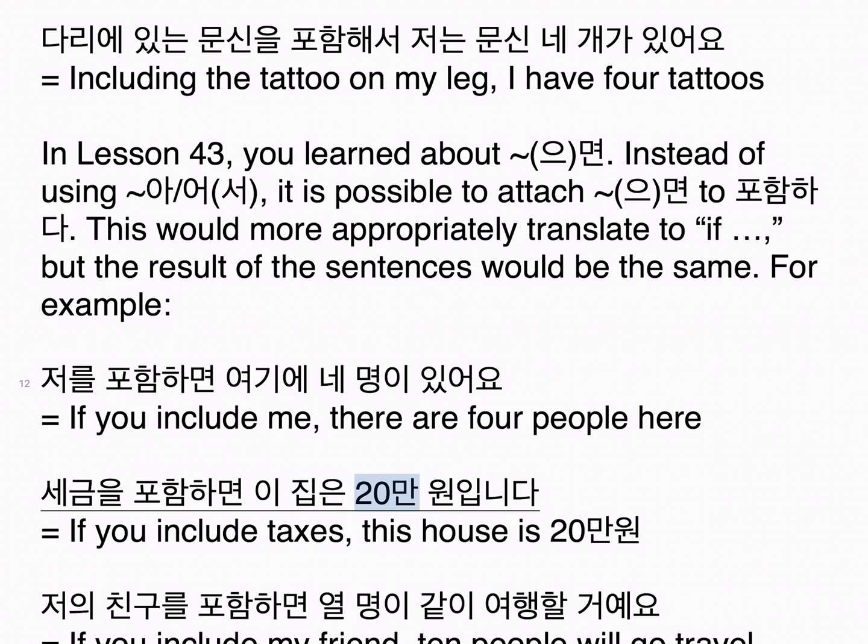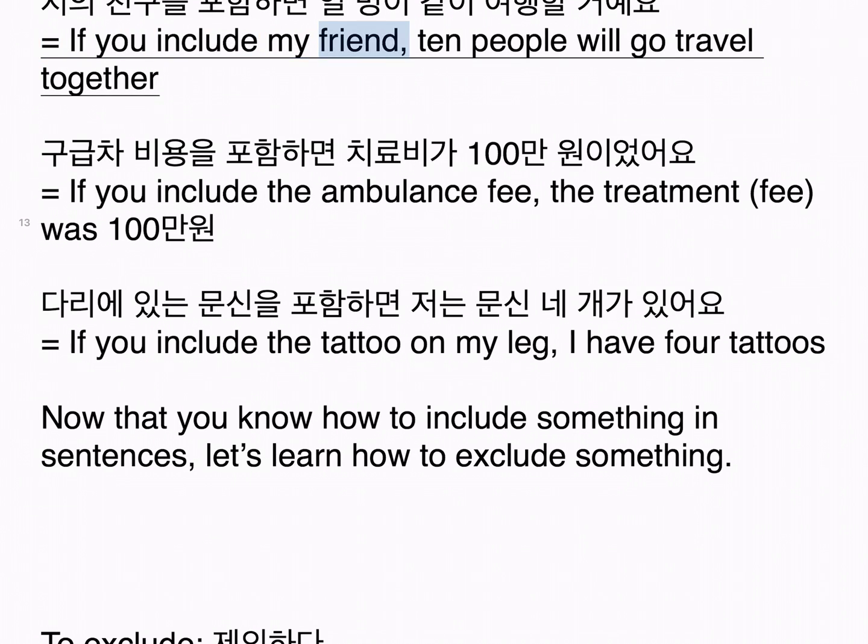세금을 포함하면 이 집은 20만 원입니다. If you include taxes, this house is 200,000 won. 저의 친구를 포함하면 10명이 같이 여행할 거예요. If you include my friend, 10 people will go travel together.